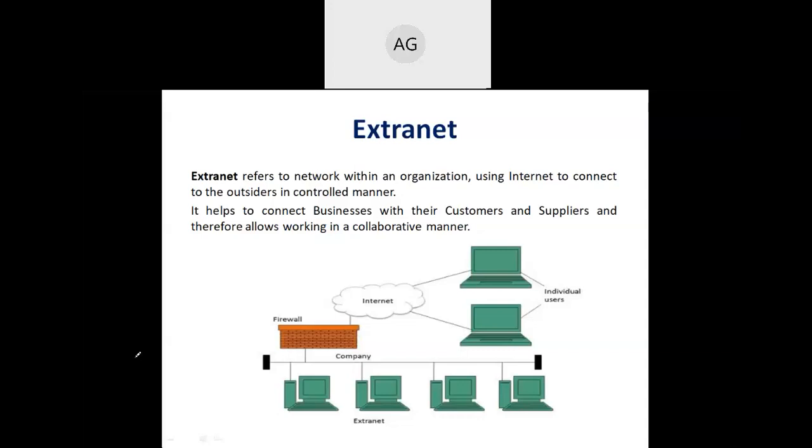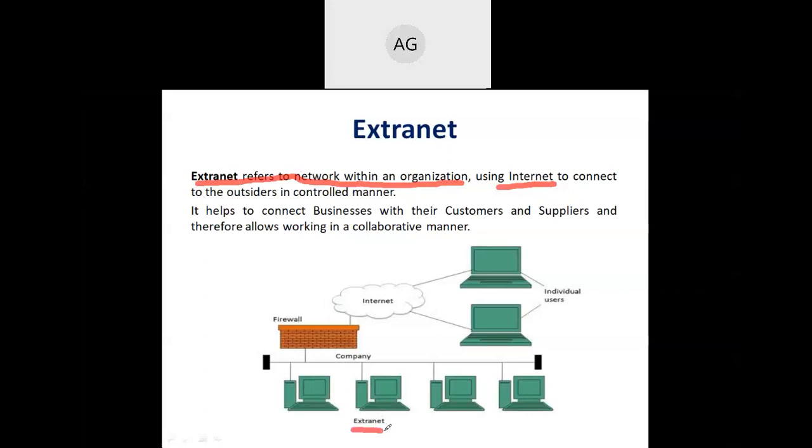So let's start today's topic. In the previous class, we already discussed the internet and intranet. So in today's class, we are going to study the extranet. As the name suggests, an extranet refers to a network within an organization using the internet to connect to outsiders in a controlled manner.